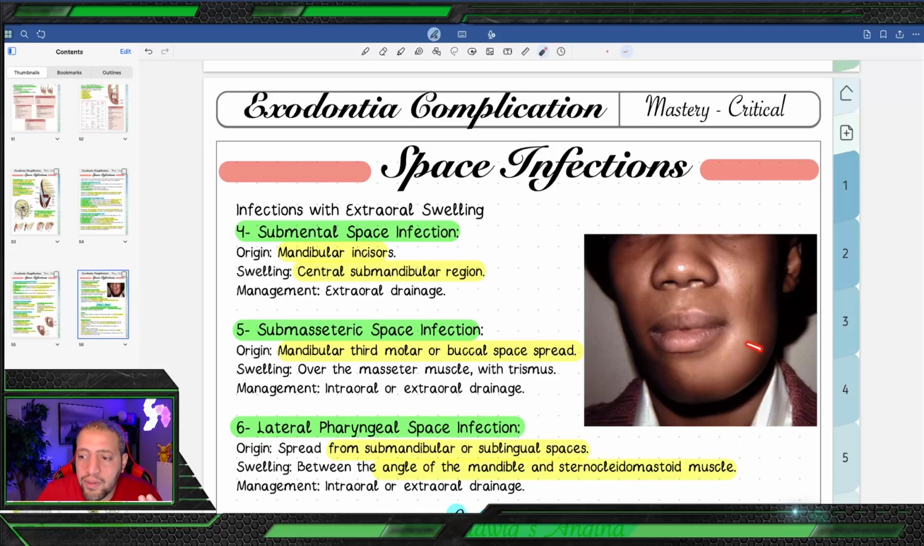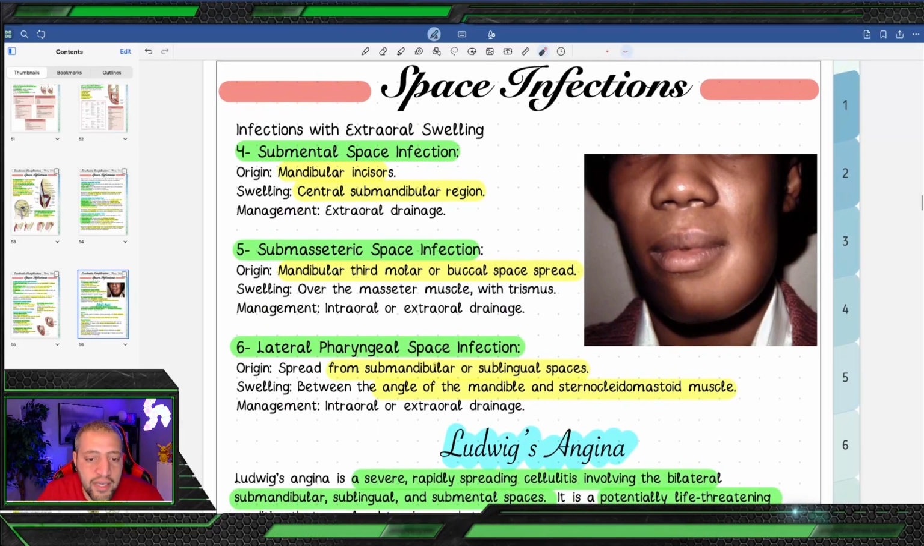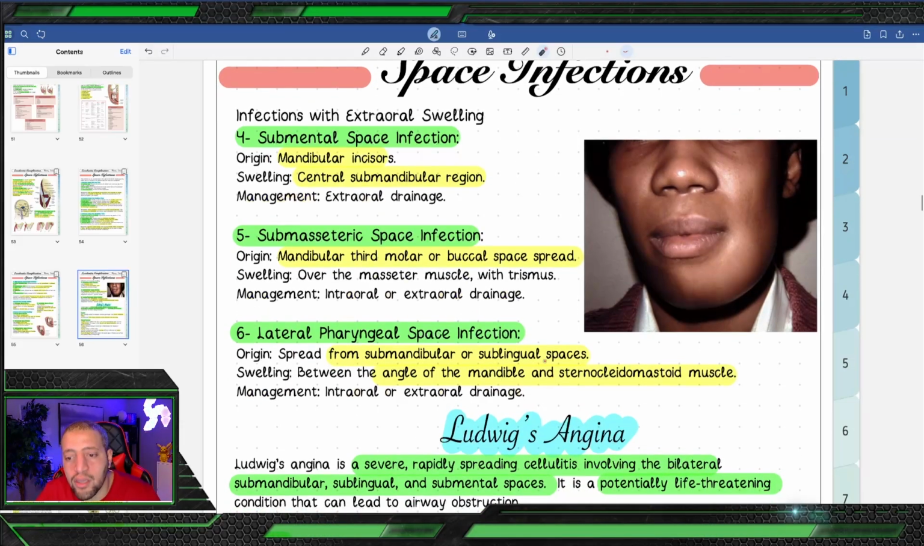We might think it to be submental, because most commonly submandibular will become more posterior. Submasseteric space infection is more posterior, from the mandibular third molar or buccal space spread. So this is coming from the 8 or coming from the buccal of lower 6 and spreading to the submasseteric space. So we can qualify it as a secondary space infection. And lateral pharyngeal space infection from submandibular or sublingual, at the angle of the mandible and anterior to the sternocleidomastoid, this muscle, sternocleidomastoid.